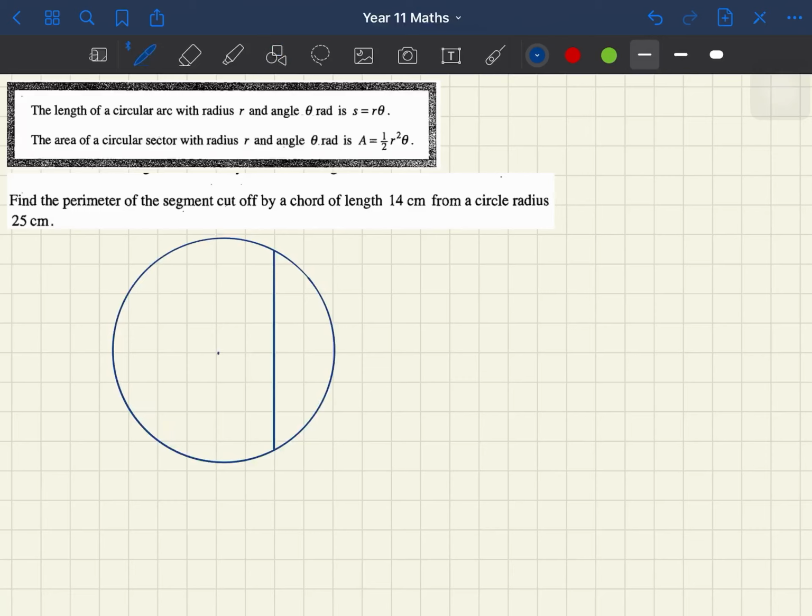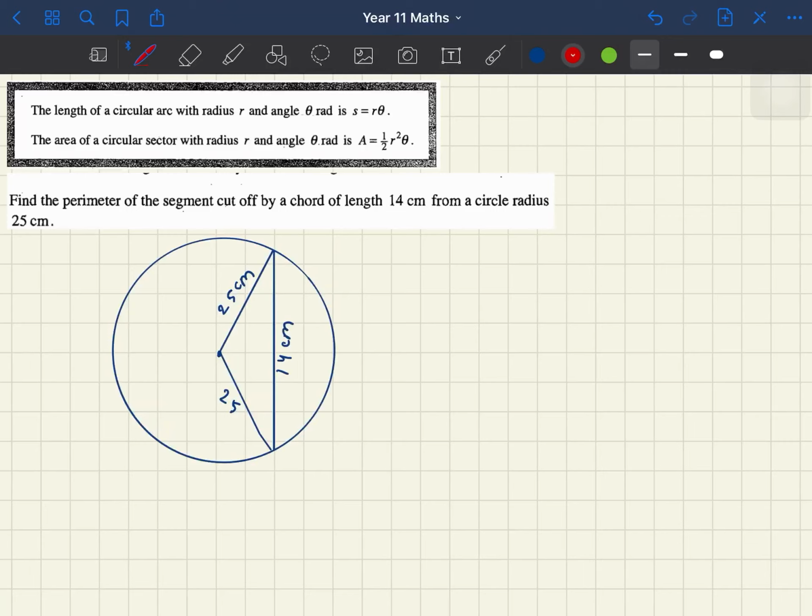So let's say this is the center of the circle, probably around here, and the radius of the circle. So let's draw it like this. This is going to be a radius, and this is going to be a radius. This is 25. Oh my god, it doesn't look like that, right? But anyway, this is 25, and this is 14. This is our chord. It's 14 centimeters. It looks way bigger than that, but that's okay. Anyways, so how do we find the perimeter of the segment? Again, the segment cut off by a chord.